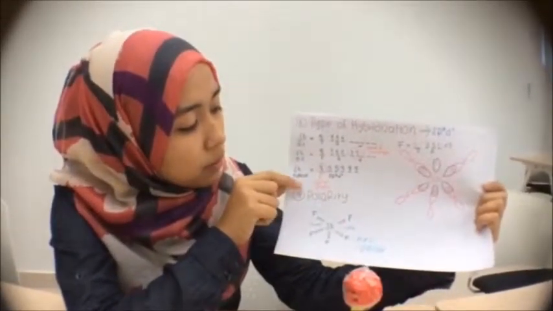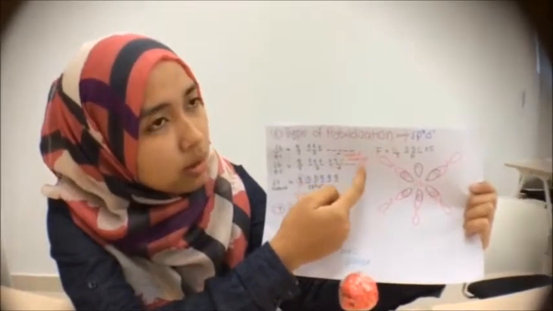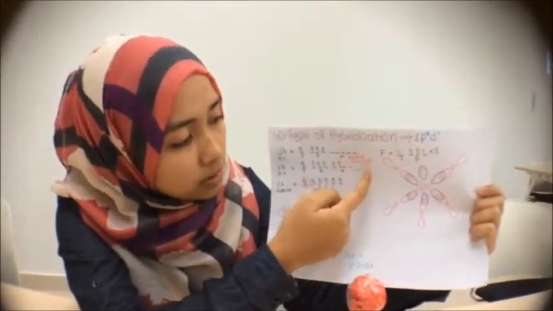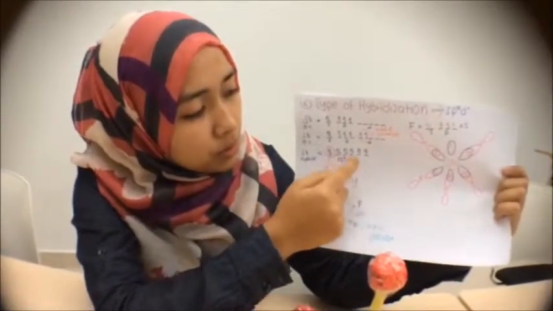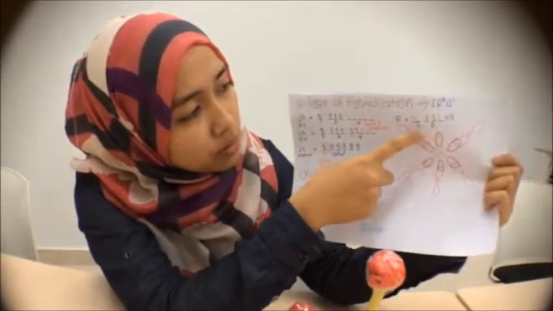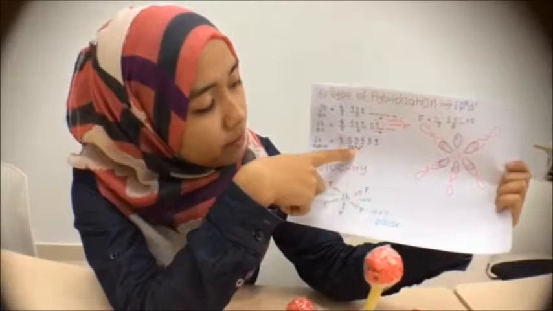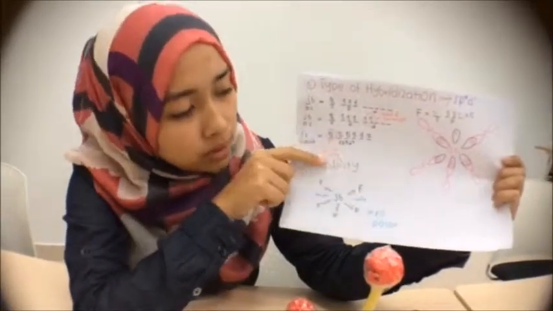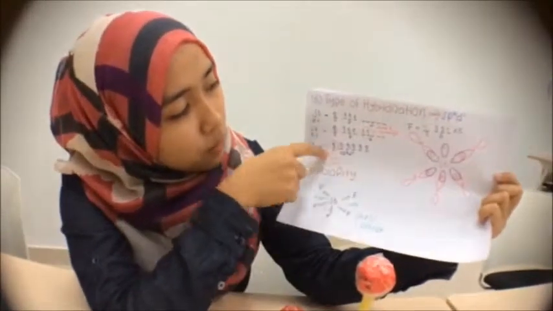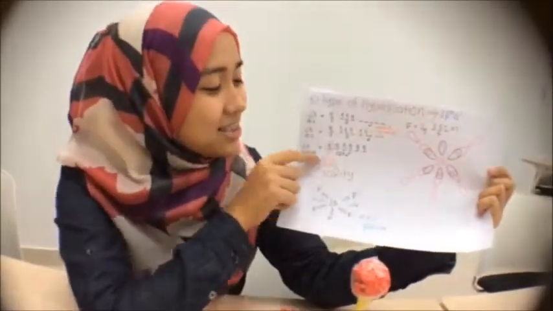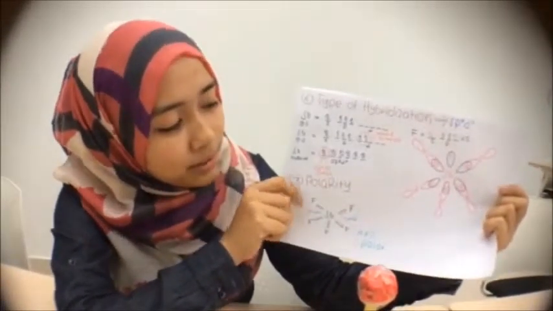So in the hybrid state, there will be 3 unhybridized orbitals, and in the hybrid state we will have sp3d2. So 1 electron from each fluorine will be transferred into the sp3d2 orbitals. So we will have this diagram from these orbitals. Okay, that's all. Next, polarity.